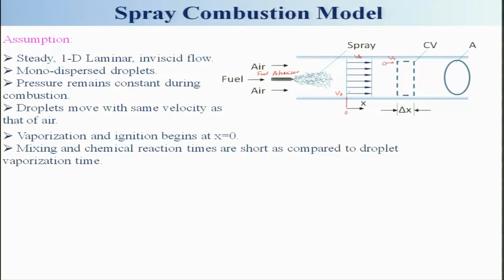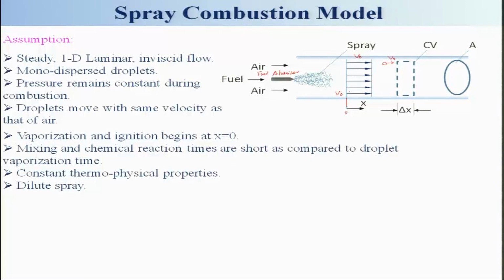And mixing and chemical reaction times are short compared to the droplet vaporization time, because droplet vaporization will take more time, as it is governed by diffusion, right. Chemical reaction is very fast because we will be using the thin flame approximation all the time, and this will be diffusion controlled. So, this is a valid assumption, and we will be using constant thermophysical properties, which we will discuss, because there is no other way you can handle it.